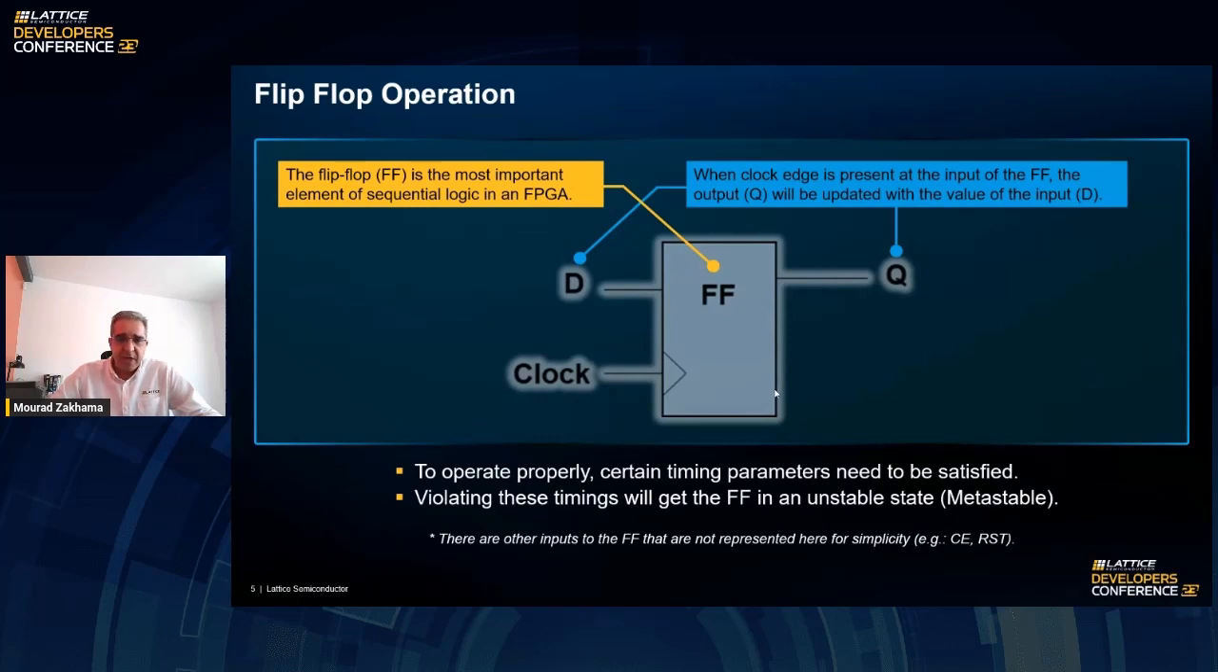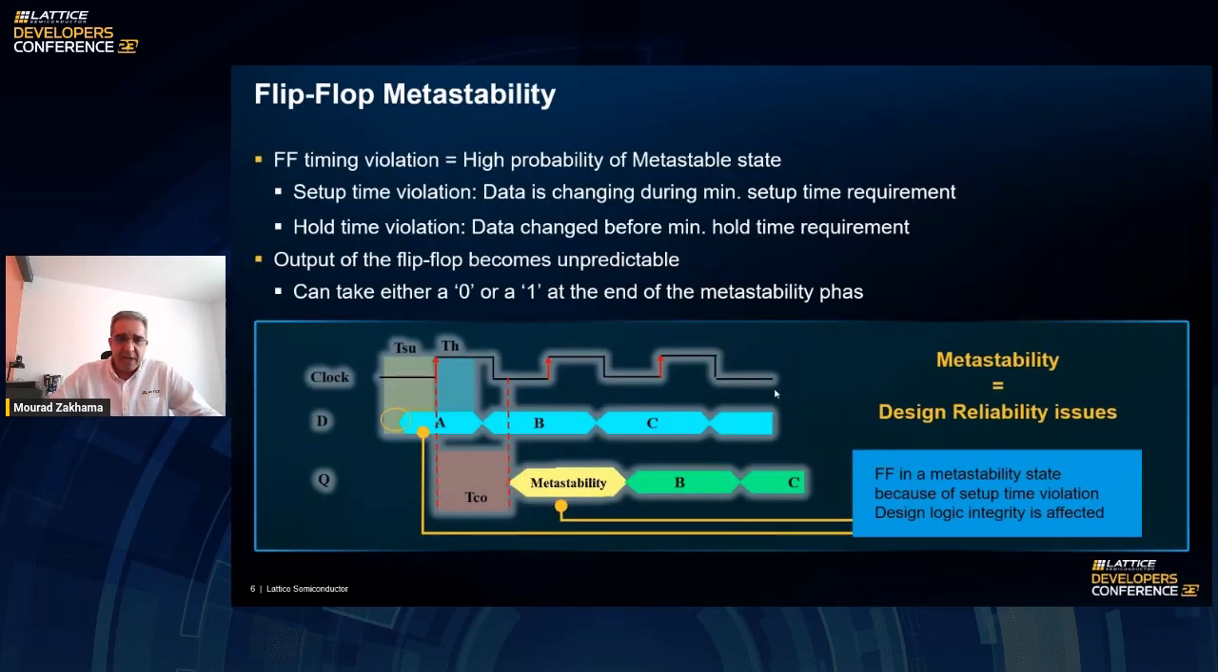So let's go a little bit deeper and understand the flip-flop metastability. Like I said, if there's any timing violation, there's a very high probability. So this is a probabilistic situation that the flip-flop will get out of control and it will get back to normal operation afterwards. But for the next clock edge, probably you will have some unknown or unpredictable status. This situation could happen if you have a setup time violation or a hold time violation.